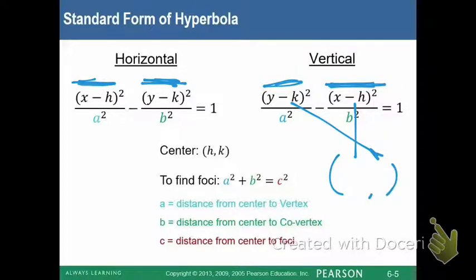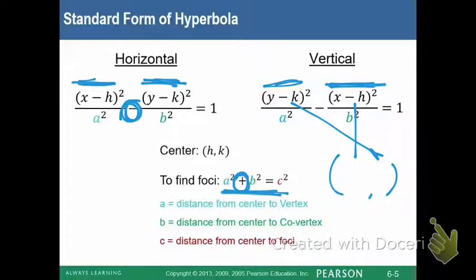Okay. Also, one big difference is the equation for finding the focus, which is the same for horizontal and vertical. But with ellipses, it was a squared minus b squared equals c squared. Notice for hyperbolas, it's a squared plus b squared equals c squared. So kind of what I use to remember it is I look back at the original equation. If the original equation has a minus, then I'm going to be using plus in my equation to find the foci.